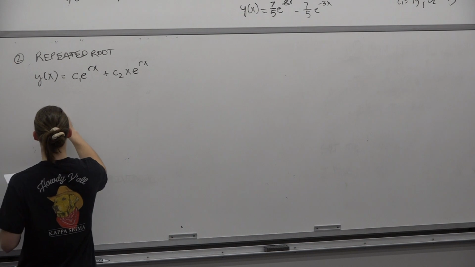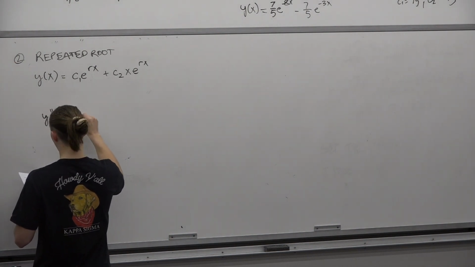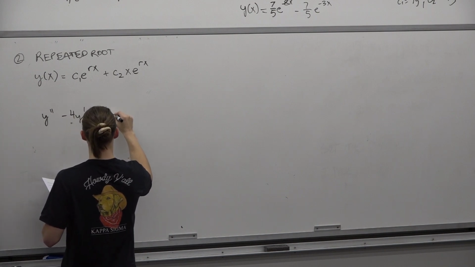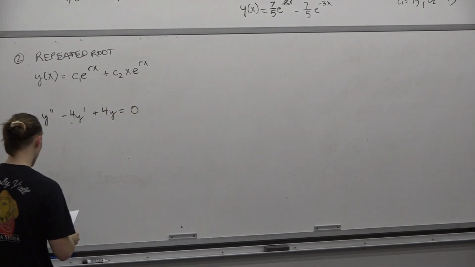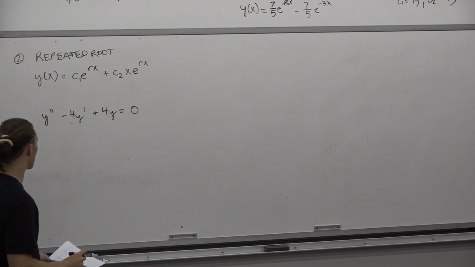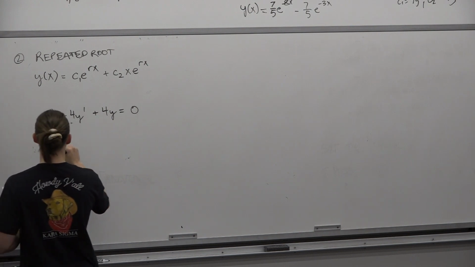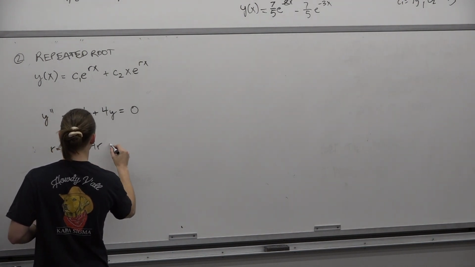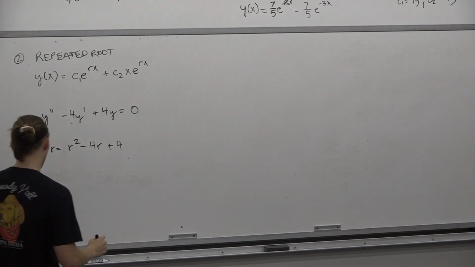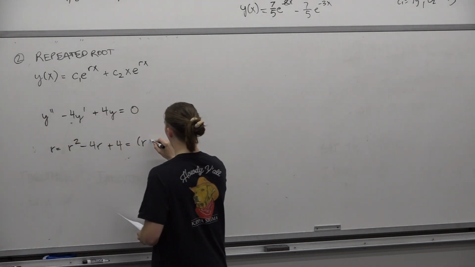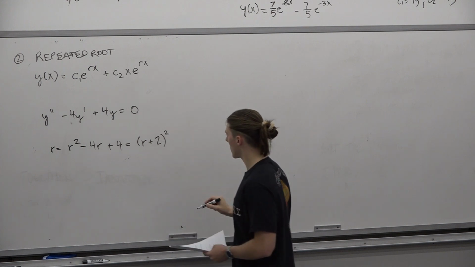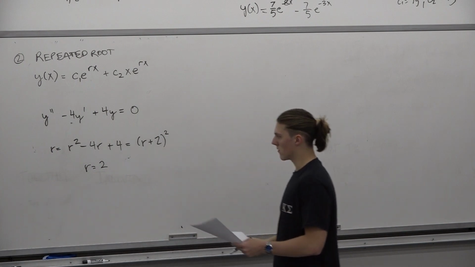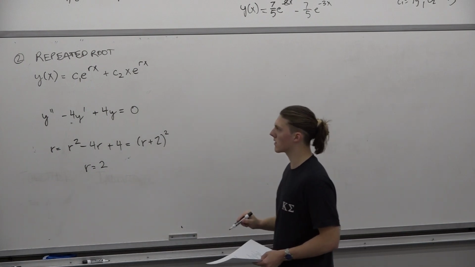Let's try it real quick. We have y double prime minus 4 y prime plus 4 y equals 0. So this should be like your instinct on this exam. Immediately plug it in to this equation. We have r squared minus 4r plus 4. This comes out to r minus 2 all squared, meaning r is 2. We plug it in and get our solution.